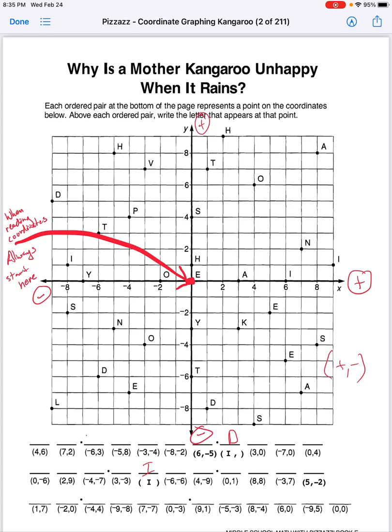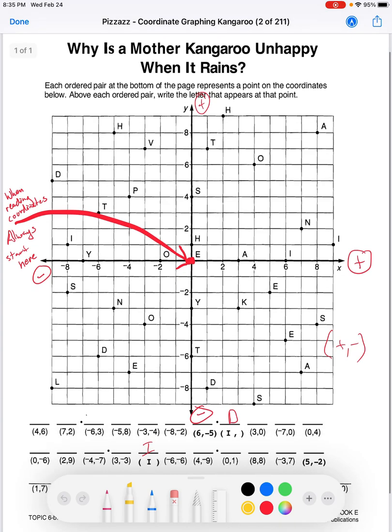All right, here's a quick video on this coordinate graphing stuff. And the object of this page here is just to continue to work and practice on your coordinate graphing. Down below, you'll see coordinates right here, like for example 4, 6. We need to go to that point 4, 6, find that letter, and then put that letter there.